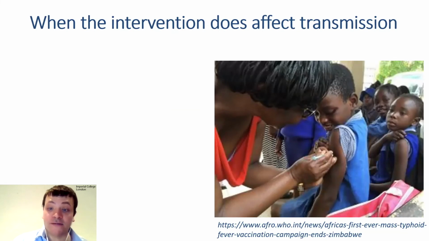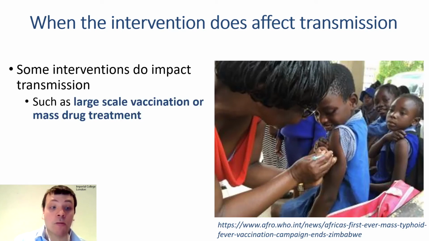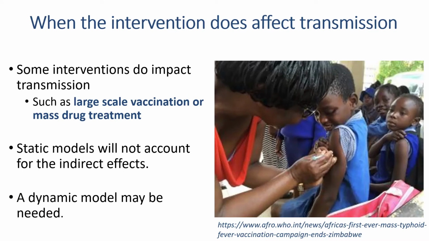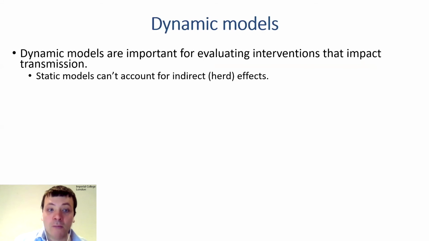However, other interventions do impact the level of transmission. This could include things like large-scale vaccination campaigns or mass drug treatment. And in these cases, the static models are not going to account for the indirect benefits of the intervention, and they may not accurately estimate the intervention's overall population level effect. And this is where a dynamic model may be needed. So, dynamic models are important for evaluating interventions that impact the level of transmission.